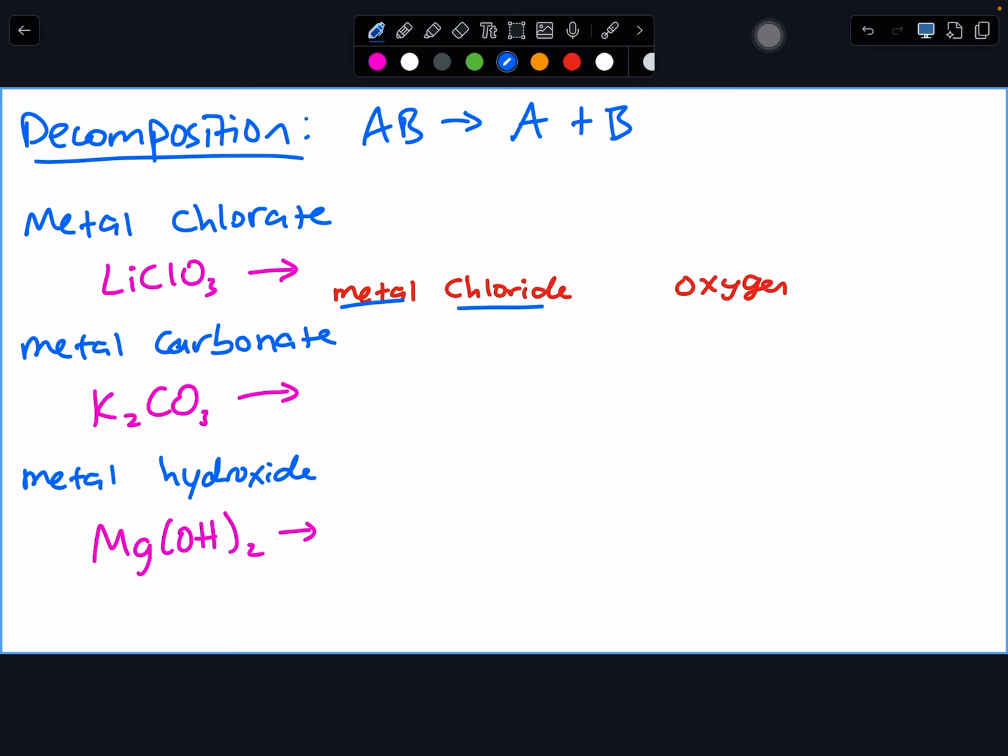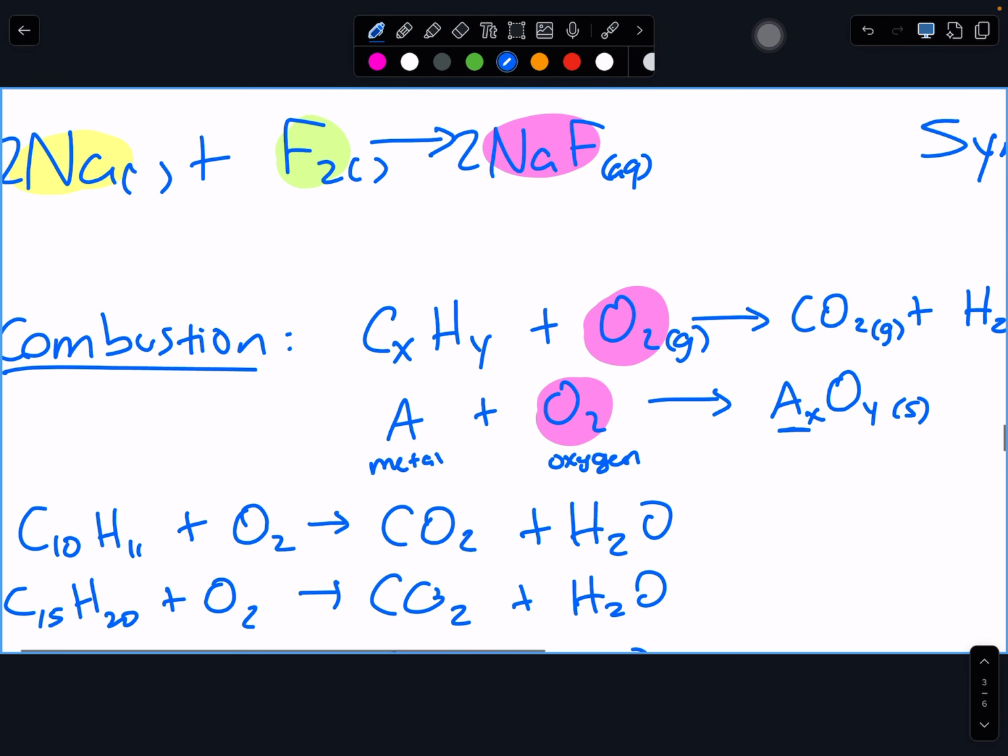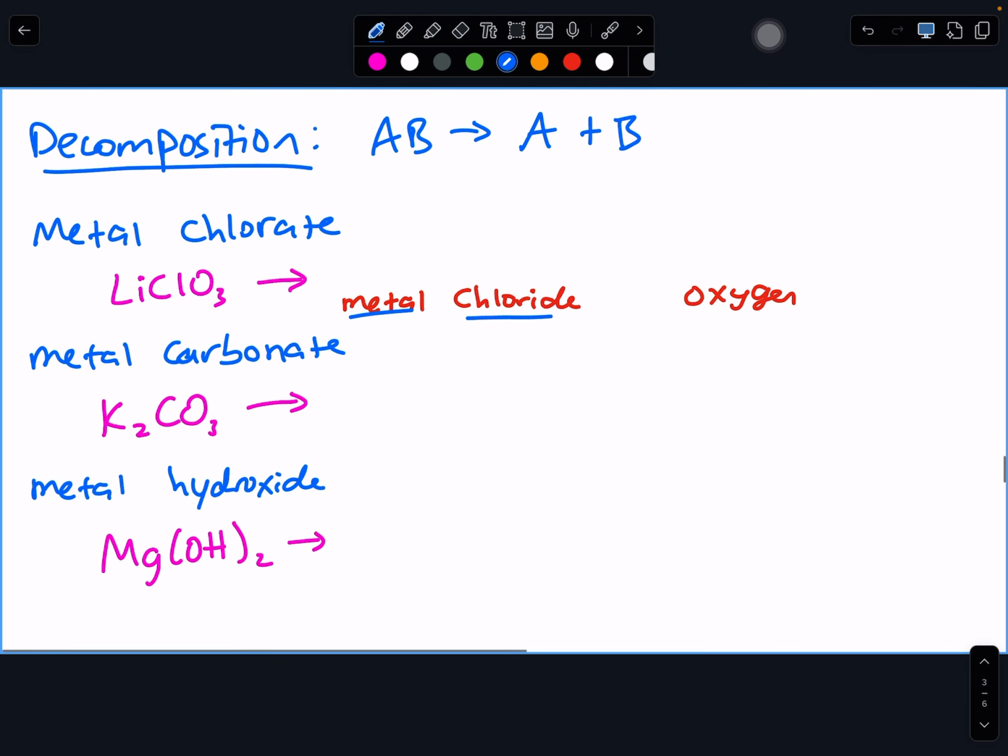What's a metal chloride? If a metal oxide is a metal and oxygen, what's a metal chloride? Metal and chloride. What's my metal here? Li. And then what's oxygen's charge? O2 minus. So when I cross this, what do I get? Li2O. Sorry. LiCl. Yes. No, chloride, not chlorate.